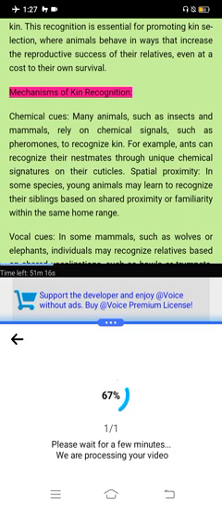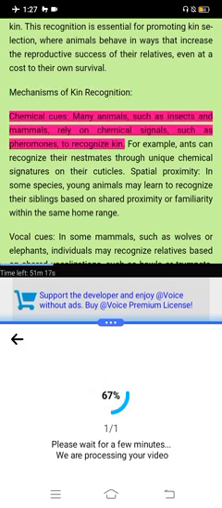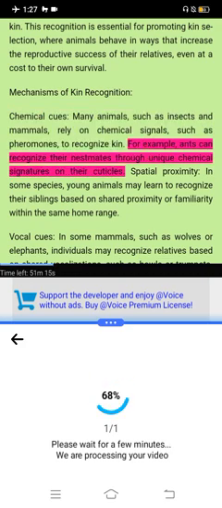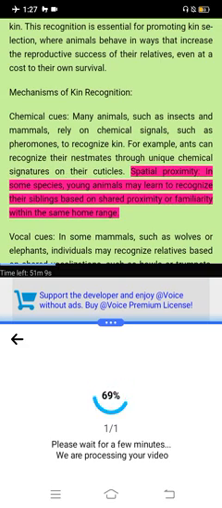Mechanisms of kin recognition. Chemical cues. Many animals, such as insects and mammals, rely on chemical signals, such as pheromones, to recognize kin. For example, ants can recognize their nestmates through unique chemical signatures on their cuticles. Spatial proximity. In some species, young animals may learn to recognize their siblings based on shared proximity or familiarity within the same home range.